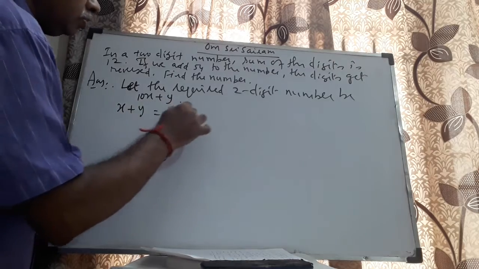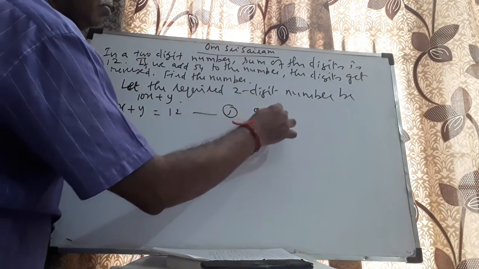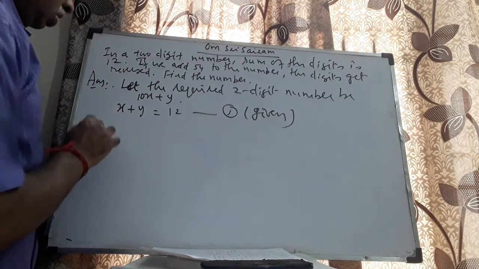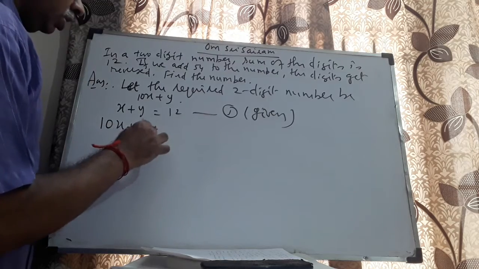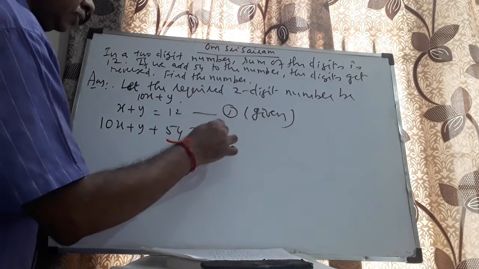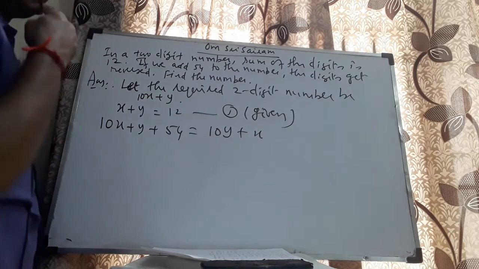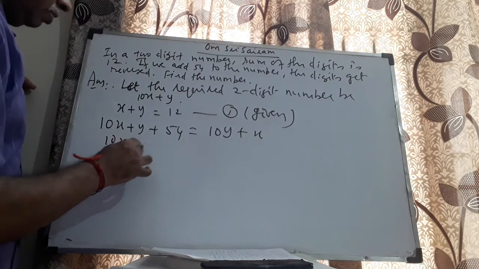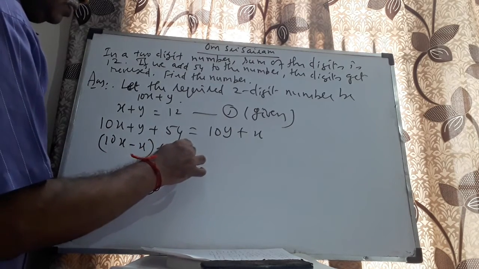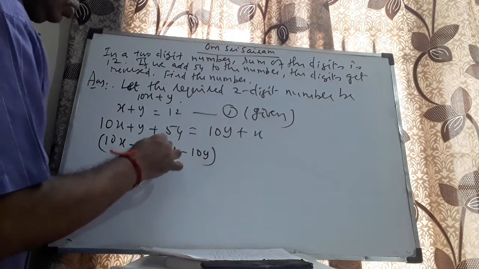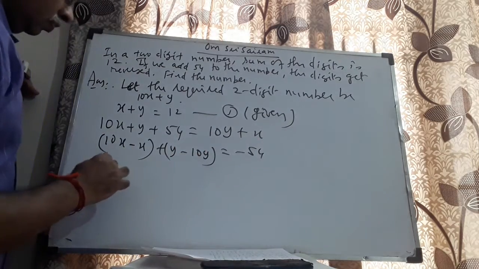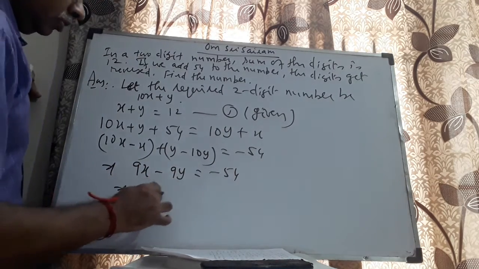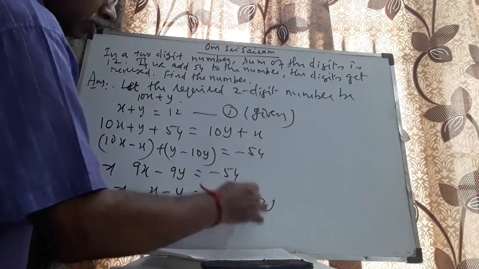Now, x plus y is equal to 12. It is the first condition given, sum of the digits. Therefore, tens place is x, units place is y. By adding 54, 10x plus y plus 54, it gets reversed. Therefore, your units place becomes tens place and tens place becomes units place. Bring everything to LHS. 10x minus x plus y minus 10y is equal to minus 54, which implies 9x minus 9y is equal to minus 54, which implies x minus y is equal to minus 6.